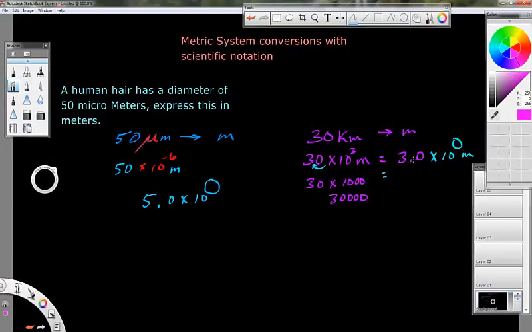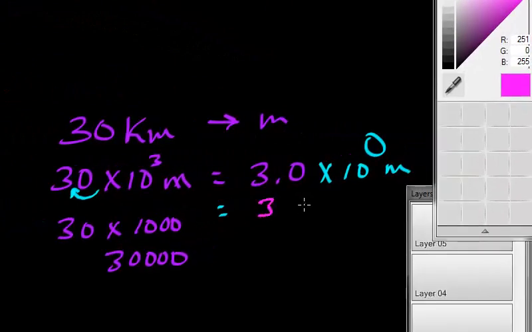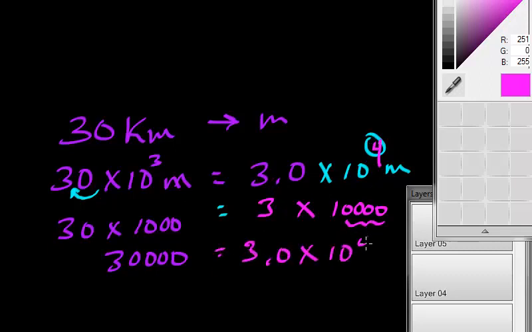So it's 3 now. Instead of 30 times 1,000, it's 3 times 10,000 equals 30,000. So we need to make this 3 times 10,000. The way that you make 10,000, I always remember 4 zeros there, so this has to be a 4. So it's 3 times 10 to the fourth. 3.0 times 10 to the fourth power of meters. So converting from 30 kilometers into meters would be expressed as 3.0 times 10 to the fourth meters.